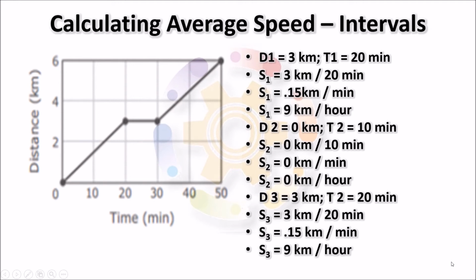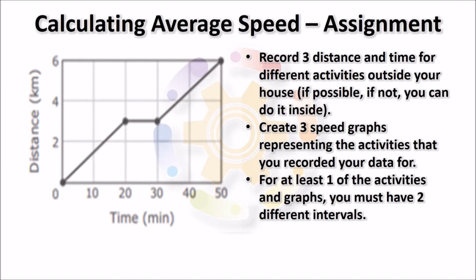All right, let's take a look at our assignment for today. The first part of your assignment, calculating average speed, is you're going to record 3 distances and times for 3 different activities outside your house. Now, if you can't go outside for whatever reason, please contact Mr. Beckwith. Let me know your situation, that way I can okay you staying inside. Otherwise, let's see you guys outside getting some fresh air.